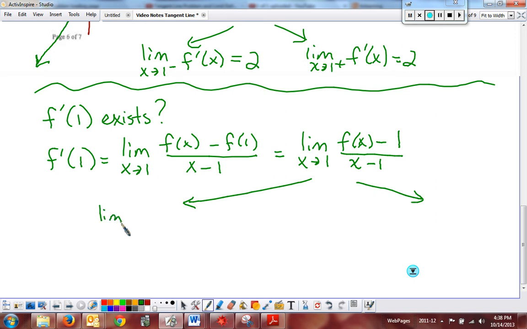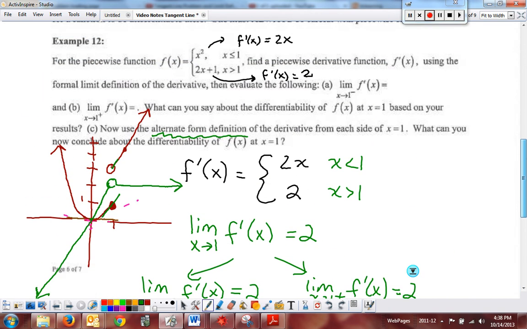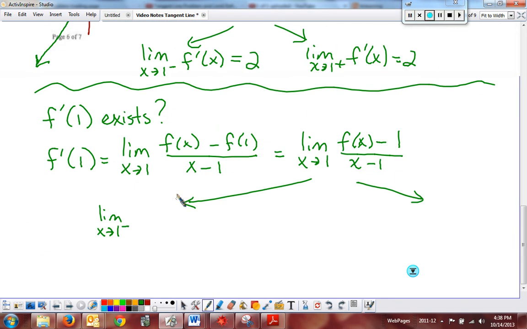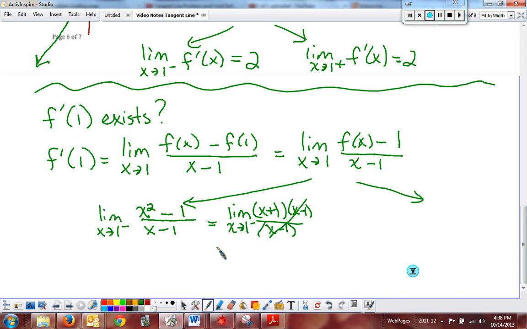So let's look at the limit as x approaches 1 from the left. What's the piece on the left piece of f of x? The left piece of f of x is x squared. So that's what we're going to use for f of x minus my f of 1, which was 1, over x minus 1. And we say, oh, wait a minute, that's a nice removable discontinuity. It's going to be x plus 1, x minus 1 over x minus 1. That goes away. Now I can substitute my 1 in and I get 2. There you go. I have a limit on the left of 2.